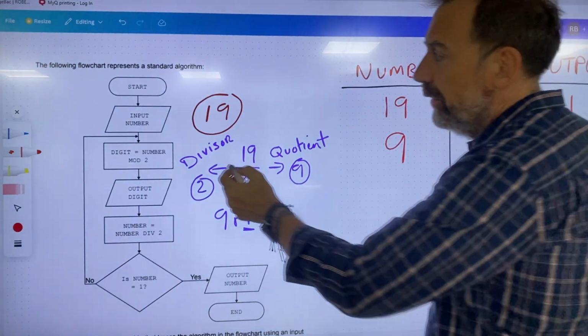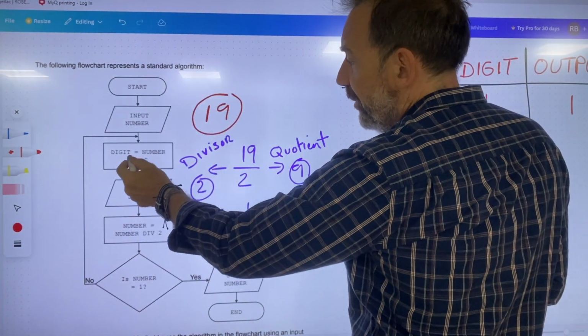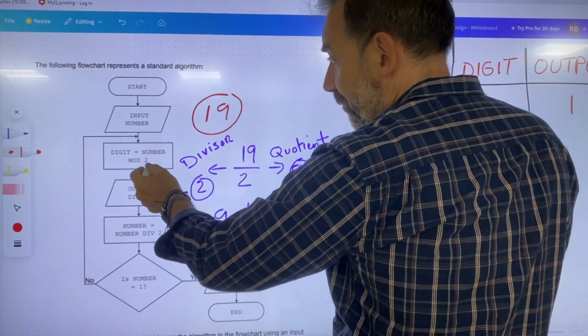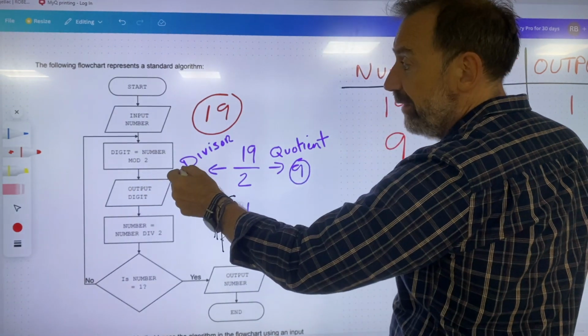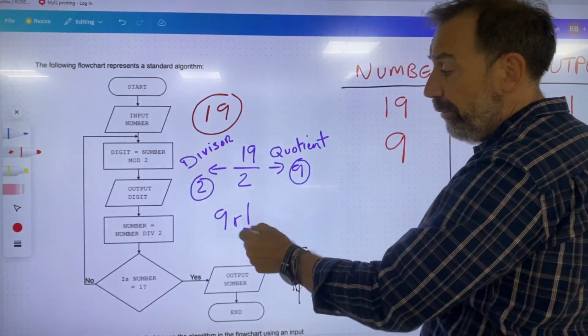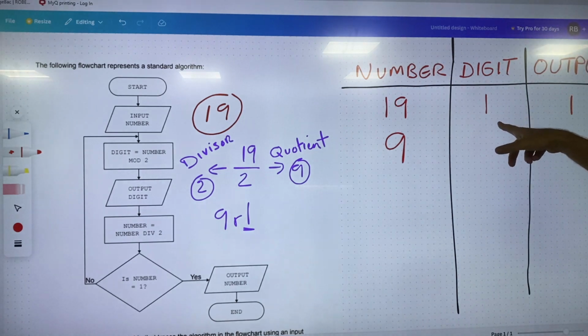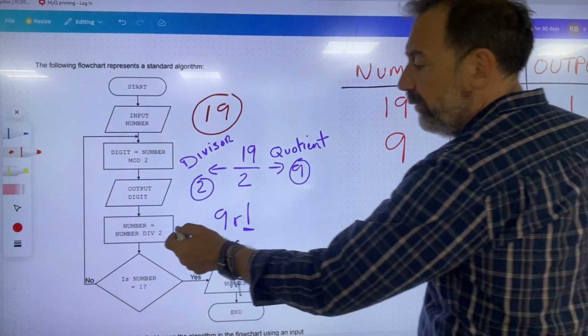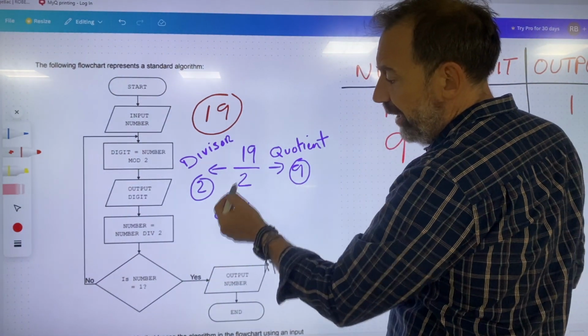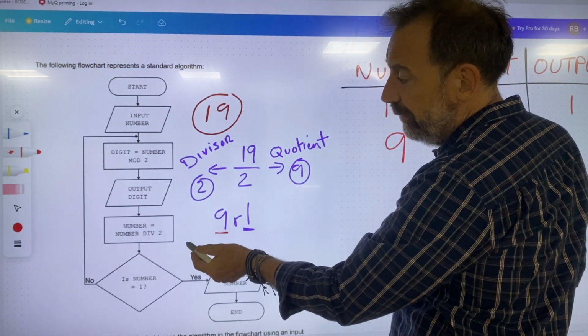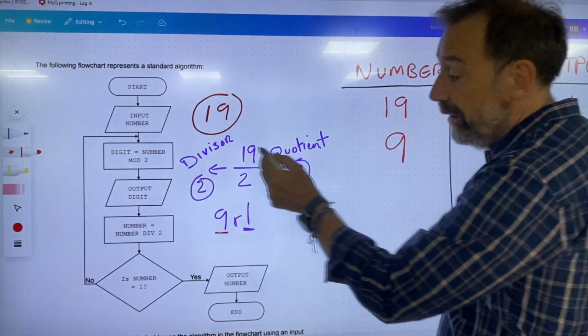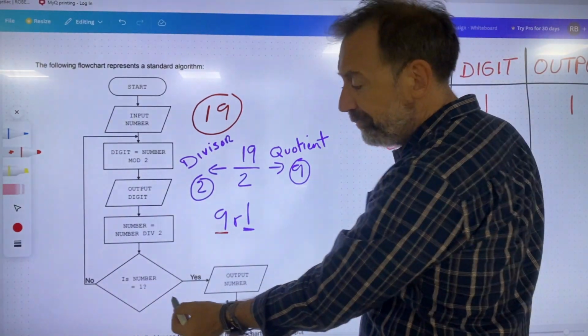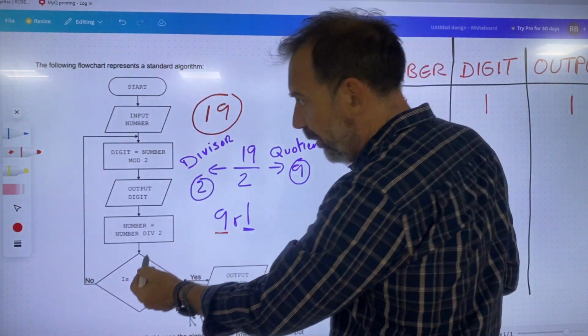You see that? So input the number 19, the digit equals number mod 2, what would be the remainder if we divided this number by 2? The remainder would be 1, we output that digit, and then number equals number divided by 2. Well, number divided by 2 is 9, so 9 goes in there. Is the number equal to 1? Well, 9 does not equal 1, so we go back up.